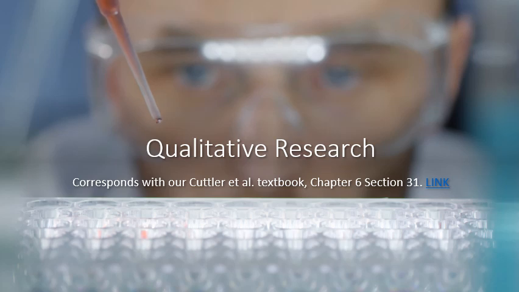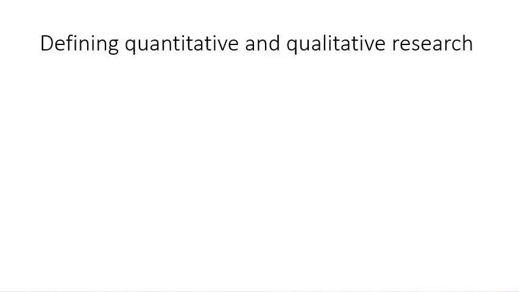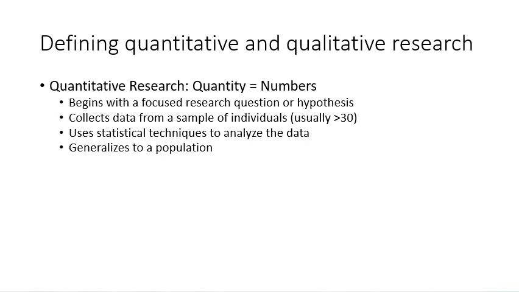You'll have Dr. Ami primarily, who has excellent expertise in this area. Get an overview. So let's define quantitative and qualitative research. Quantitative research, well, first off, quantity means numbers, so it's focused on numbers, and it begins with a focused research question or hypothesis. Then it collects data from a relatively small sample of individuals, uses statistical techniques to analyze the data, and then generalizes to a population or draws conclusions about a population based on the sample data.